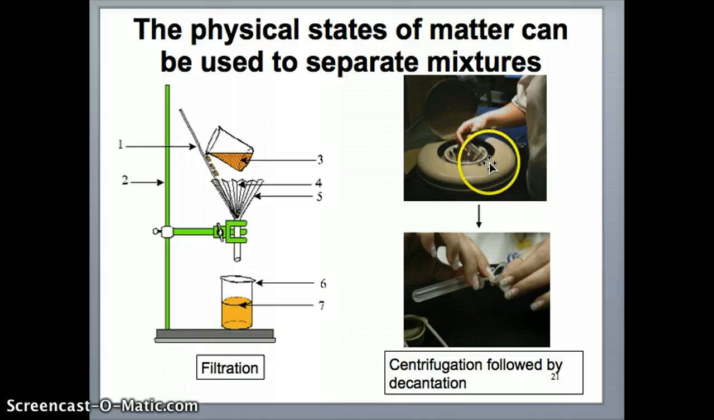As a result, the solid usually gets pulled down a lot more compared to the liquid, and there's a separation. At the end of that period of centrifuging, or spinning, you can then pour out the solution component of the mixture and leave the solid behind, and that's called decanting. So centrifugation followed by decantation would be another way to separate a solid from a liquid.